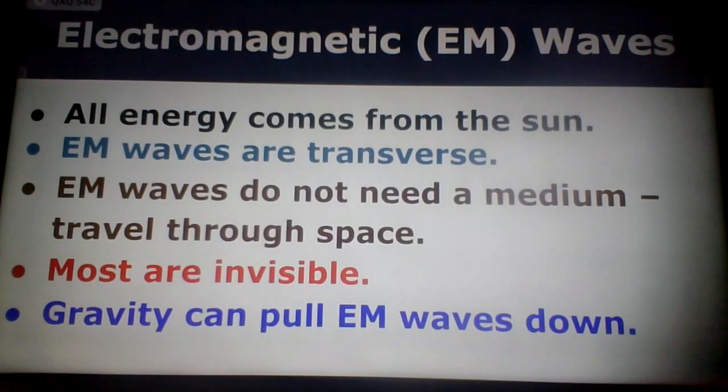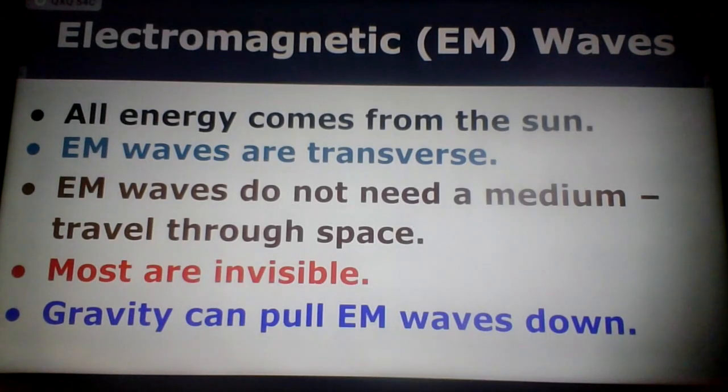And that theory came because it was discovered that gravity can have a very, very slight pull down on EM waves. And in order for something to be affected by gravity, that something must have mass. So the very teeniest, tiniest amounts of mass that can happen are thought to be in electromagnetic waves. But remember, all energy comes from the sun in the form of electromagnetic radiation.